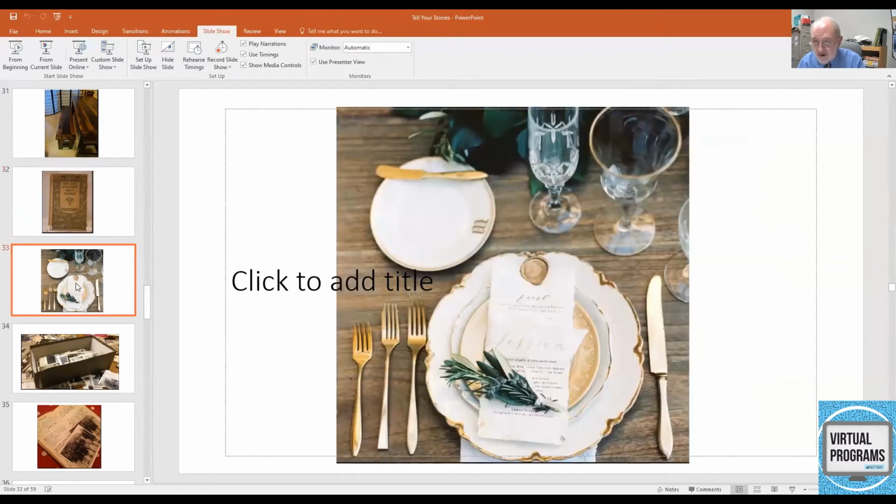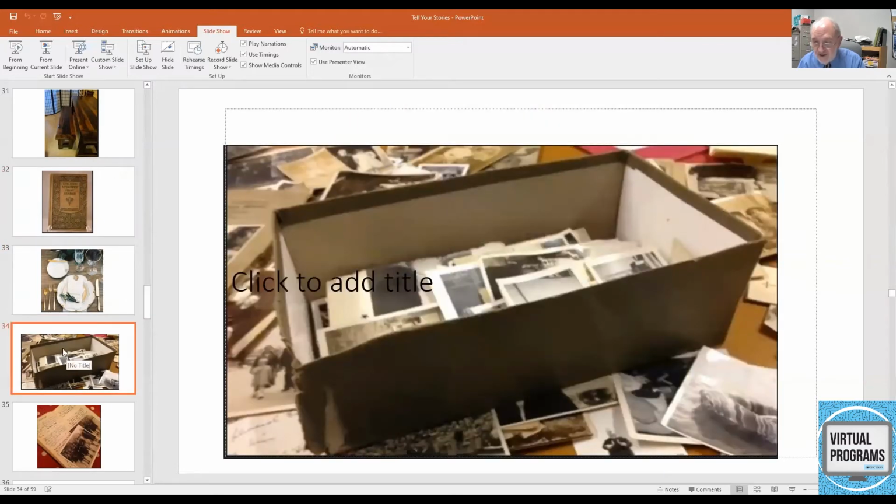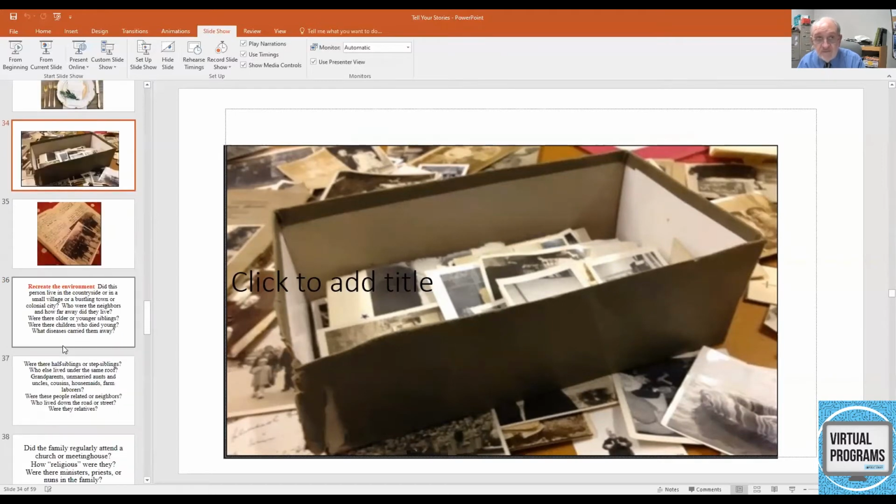Is there a set of silverware or dishes hiding in a cupboard or an attic? Are there old photographs in a shoebox? Did someone keep a diary? Look around, ask around. You may be surprised at what you find.